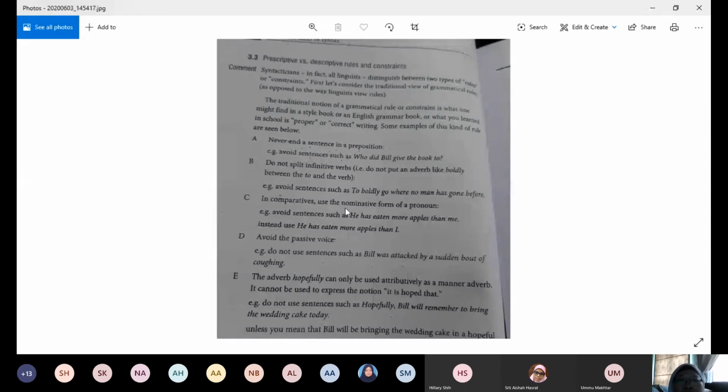In comparative, use the nominative form of a pronoun. Avoid sentence like he has eaten more apples than me. They don't want this. They instead use he has eaten more apples than I.